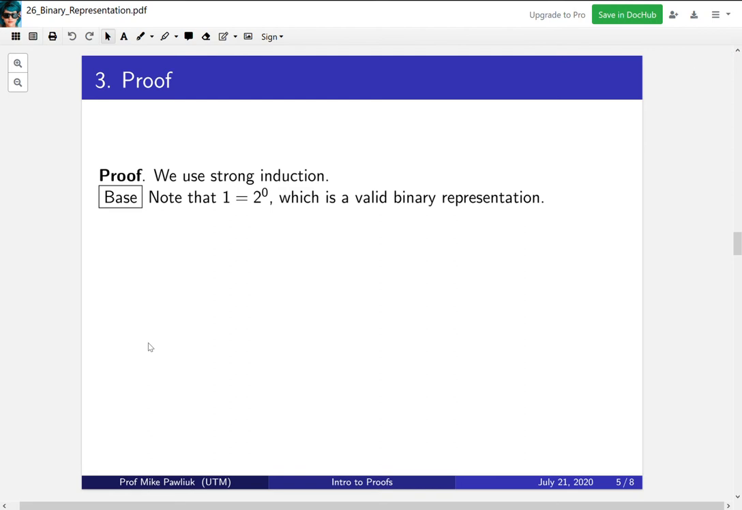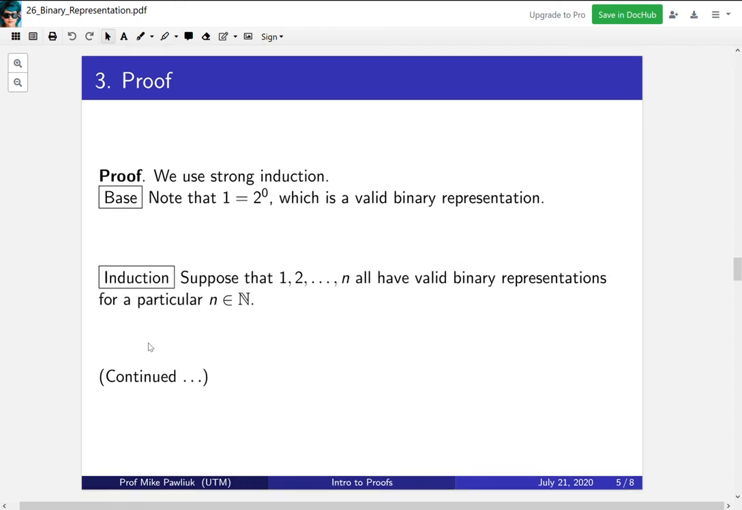So let's see a formal proof of this. We're going to use strong induction. The base case is 1, which is 2 to the 0. So that's a valid binary representation. Nothing interesting there. Now for the induction, suppose that 1, 2, 3, all the way up to n, have valid binary representations. And by valid binary representation, we mean it can be written as a sum of distinct non-negative integer powers of 2.